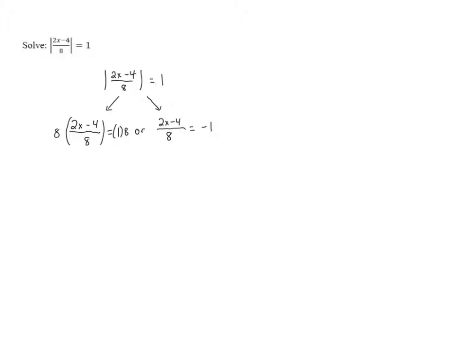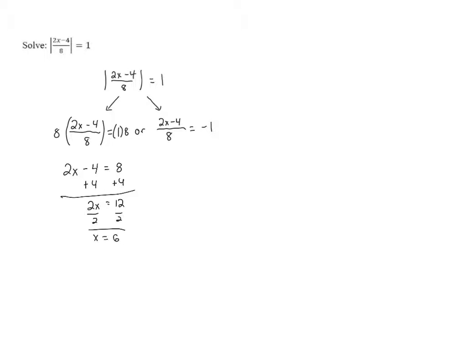When we do that on the left, the 8's cancel because we've got an 8 out front and an 8 in the bottom. So we're left with just 2x minus 4. And then on the right, 1 times 8 is 8. So we have 2x minus 4 equals 8. If we add 4 to both sides, that gives us 2x equals 12. And then to get x alone, we can divide by 2, and that gives us x equals 6.